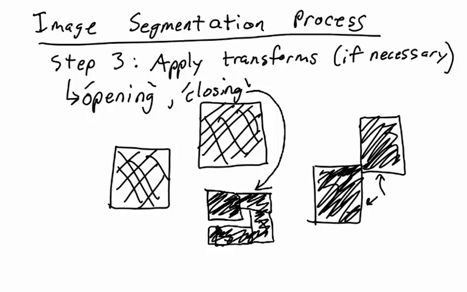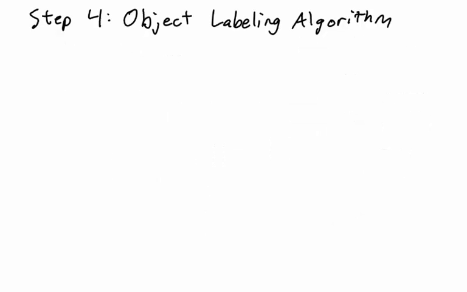The opening algorithm is useful for this case over here, where we want to separate two objects that are touching. Once we have a black and white image with each of our individual objects separated from one another, we're ready to move on to step 4, which is to apply the object labeling algorithm. The object labeling algorithm is an algorithm that takes us from a black-white image to an object matrix.